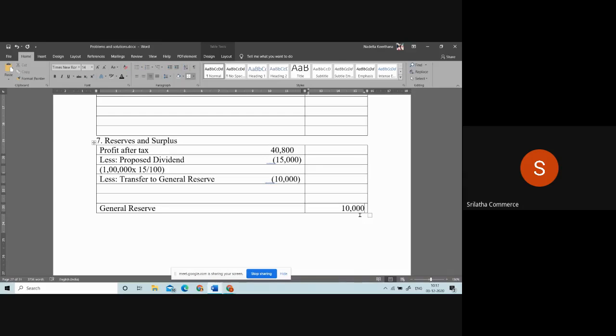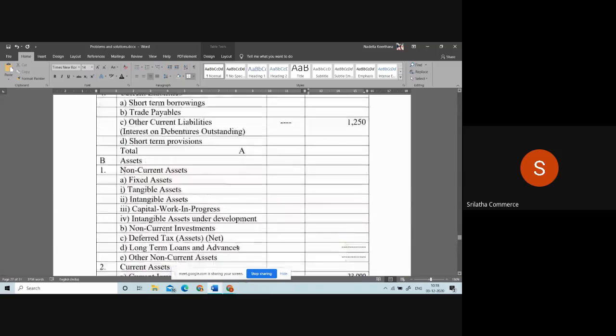I repeat once again, please see here, transfer to general reserve is given. This is transferred from the profits, so one effect is that we deduct it from profits. The next adjustment is that it is to be added to general reserve. As in our problem we don't have any general reserve balance, directly under the general reserve head we take 10,000 to the outer column. Is it clear? Then the next adjustment is what?